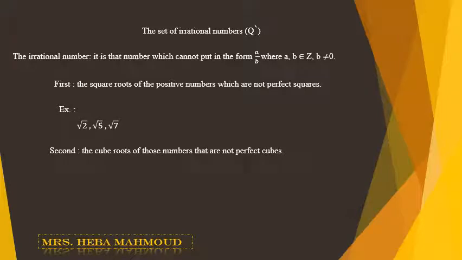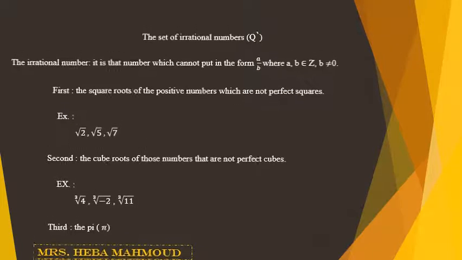Second, the cube roots of those numbers that are not perfect cubes. For example, the cube root of 4, the cube root of -2, and the cube root of 11. For all of these numbers we can't find the cube root, so they are irrational numbers. Third, note that Q, the rational numbers, intersect Q dash, the irrational numbers, equals the empty set.